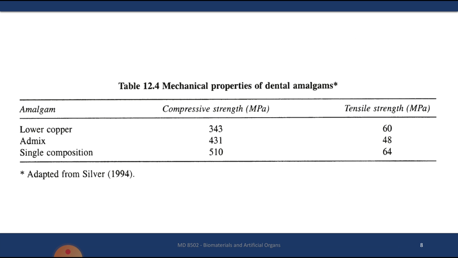And then these are the mechanical properties of the dental amalgams. When we say amalgam, generally when any compound is mixed with mercury, we call it an amalgam, right? So in dental amalgam we have three different amalgams compared here. One is low copper, another one is admix, another one is single composition. So these are the dental terms. They have a compressive strength and tensile strength tabulated here.